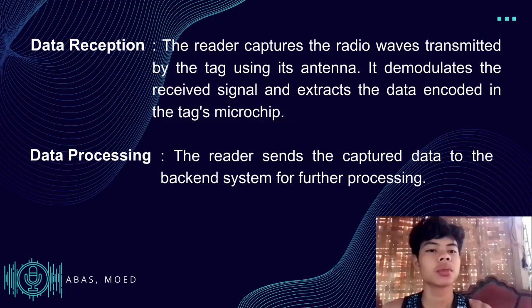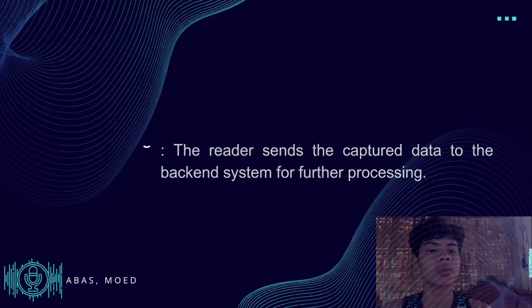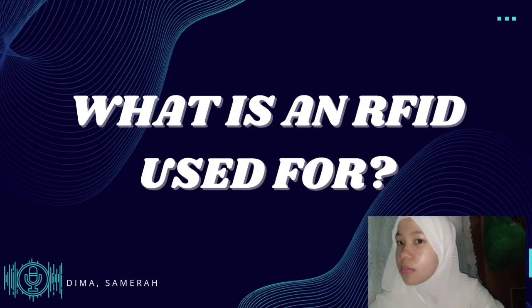The last process is data processing. The reader sends the captured data to the backend system for further processing. The backend system can perform tasks such as inventory management, authentication, tracking, or triggering a specific action based on the received data. What is RFID used for?